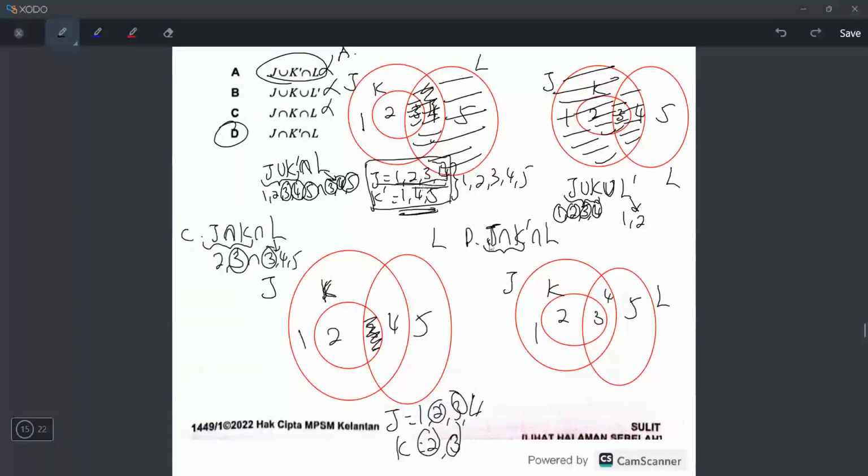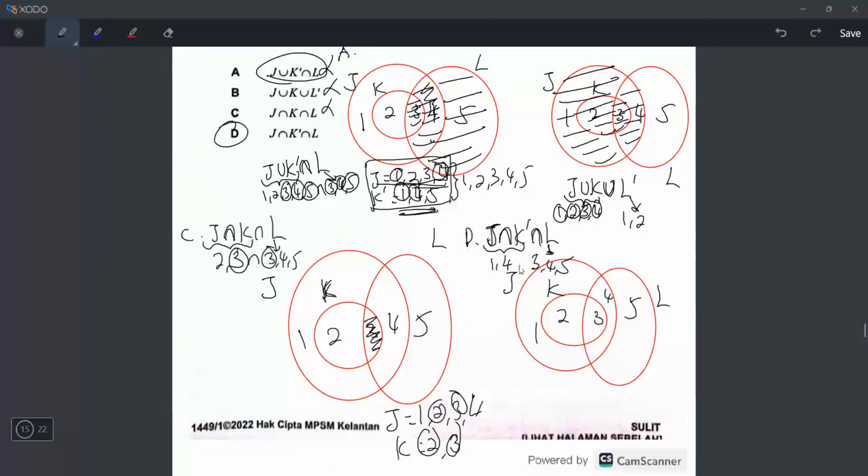But this time I will take the intersect. Just now I took the union, so now I take the intersect, meaning the ones that repeat. So 1, and what else? 4, and that's it. So 1 and 4 is the answer for J intersect K complement, but it's not the final answer because you haven't done intersect L yet. L is 3, 4, and 5.